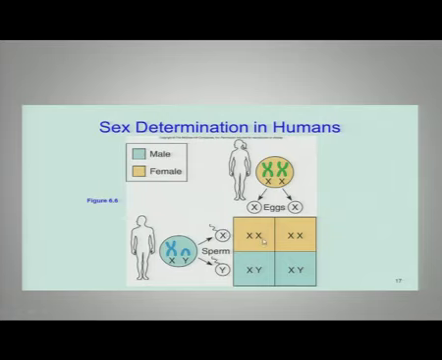XX is a female baby, and here also it is female. X and Y is male. So, 2 female and 2 male progenies are produced. So, the sex of the child is determined by the type of sperm produced by the male parent.